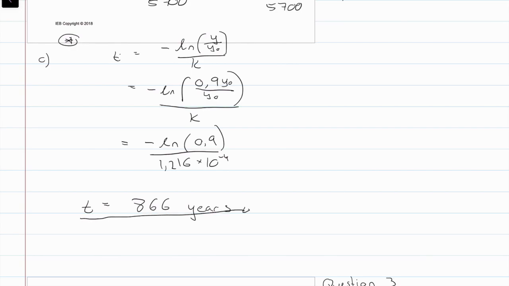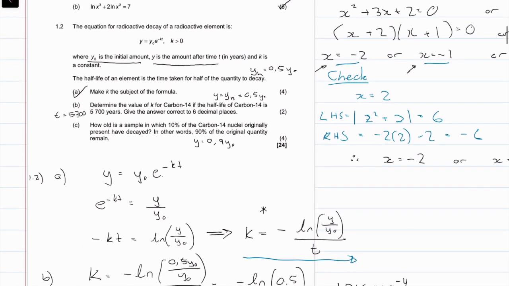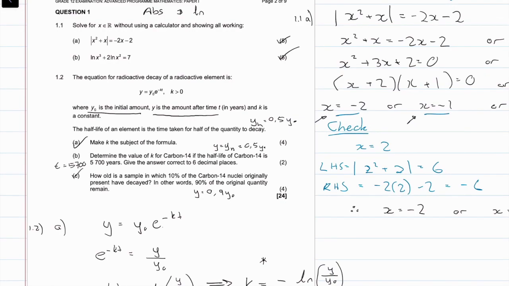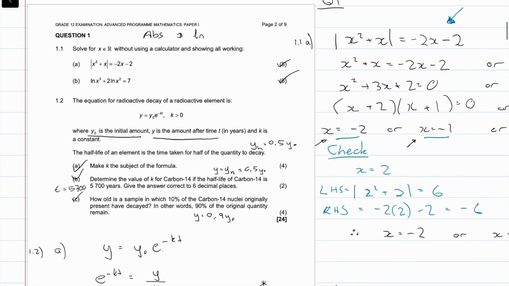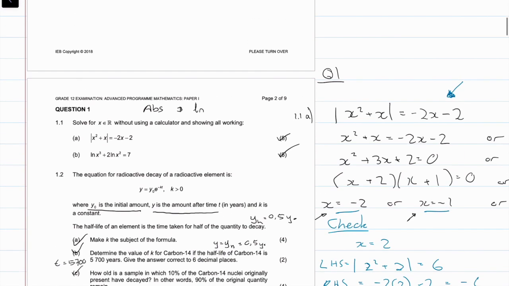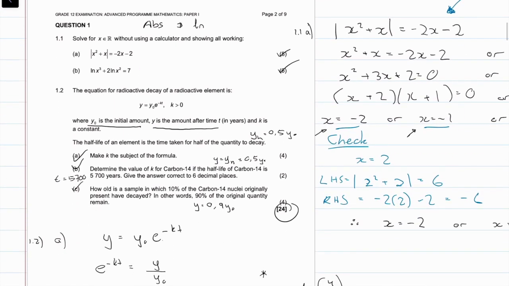Okay, so really nothing too difficult. We get 4 marks, and in total we get 24 marks. So a nice question, nice and easy. You need to know your absolute value stuff, as well as your ln and log rules.